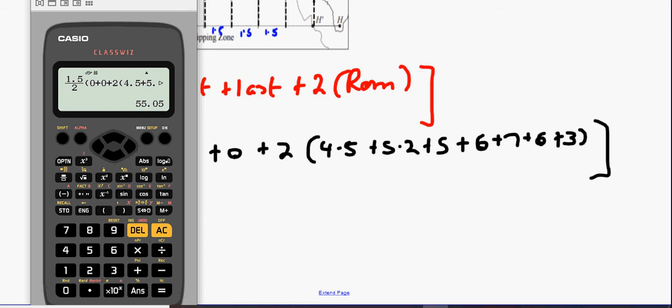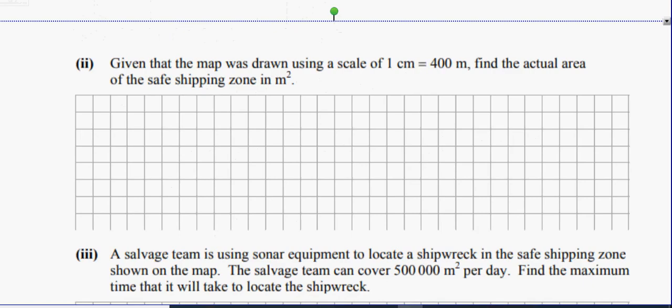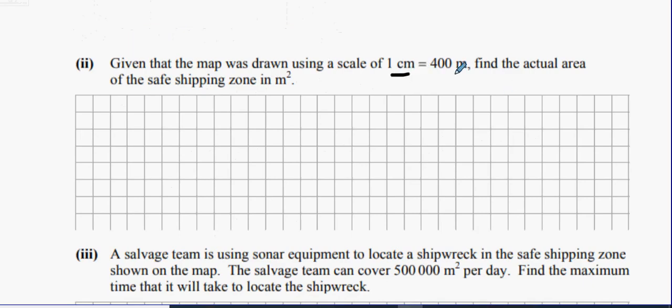Anybody get 55.05 centimeters? That's correct. Now, 1 centimeter equals 400 meters. Okay, no bother. What's a centimeter squared going to be equal to then?